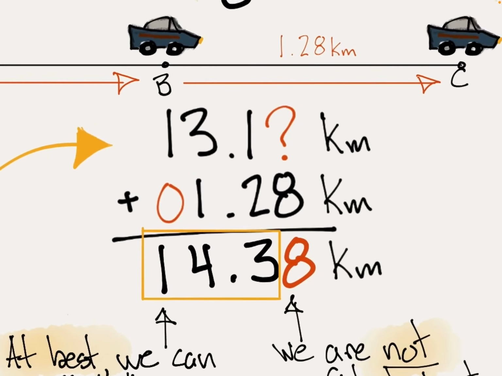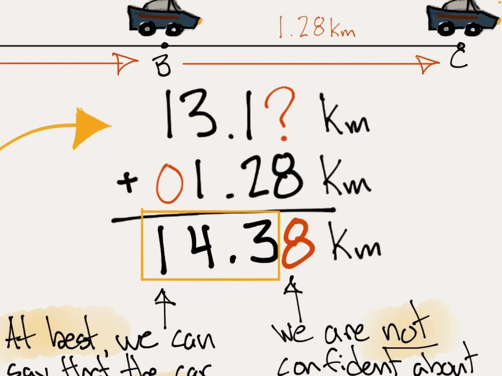So we have 13.1. And once again, we have to remember that that's not the same as 13.10. We don't know what the second decimal place value is. It could be a 0, it could be a 9. We really have no idea. So instead of leaving it blank, I'm going to throw a question mark in there. And we're going to line up the decimal points and add 1.28 to that.